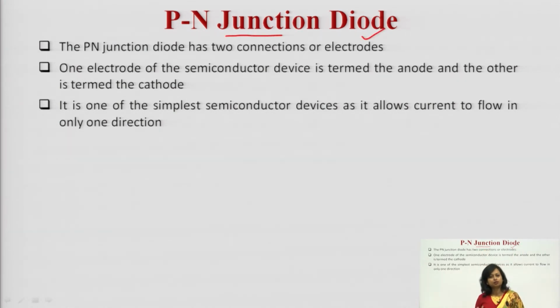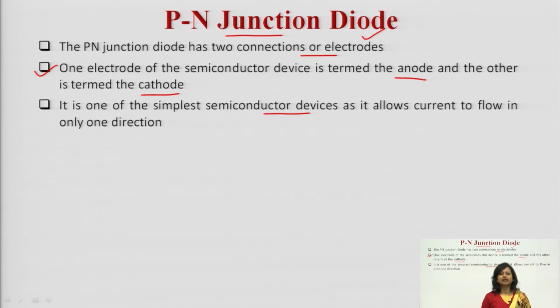It is the construction of a diode, meaning two electrodes. A diode is a two terminal device, a two terminal component you can say. There are two electrodes, one is the anode and the second is the cathode. So a p-n junction diode has two connections or two electrodes. One electrode of the semiconductor device is known as the anode and the other is known as the cathode, and it is one of the simplest semiconductor devices, and its important characteristic is its unidirectional behavior.